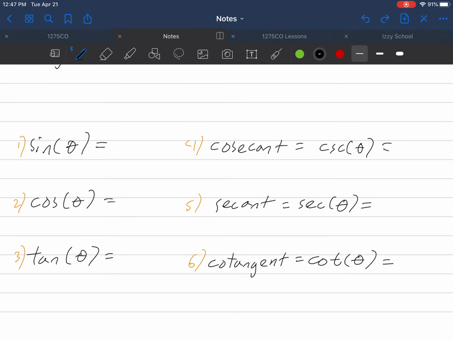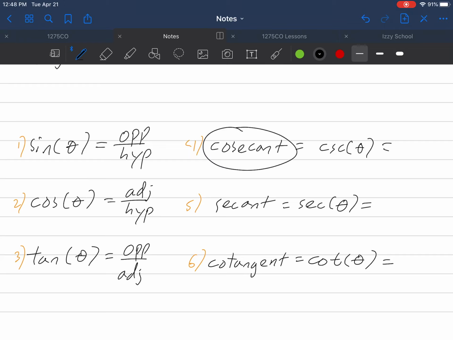So the sine function equals opposite over hypotenuse. Cosine function equals adjacent over hypotenuse. And the tangent function equals opposite over adjacent. Now those are the three main trig functions. There are three other trig functions, specifically the cosecant function, the secant function, and the cotangent function.